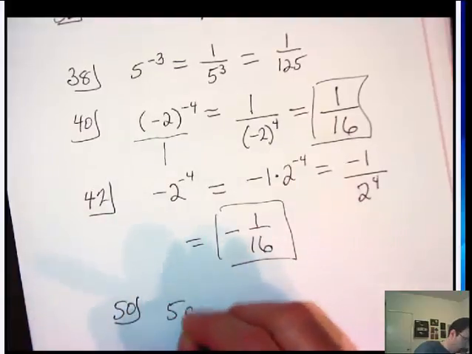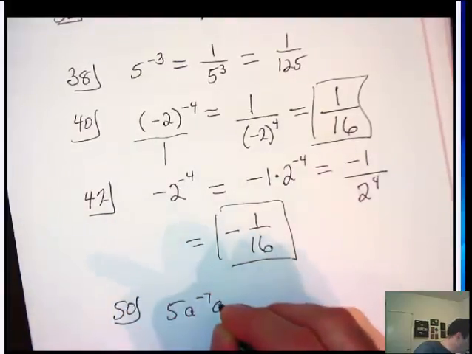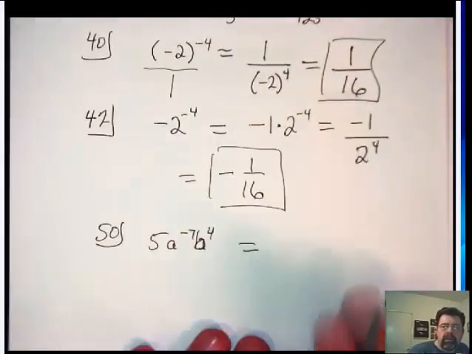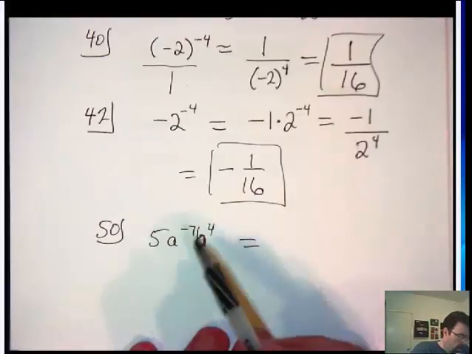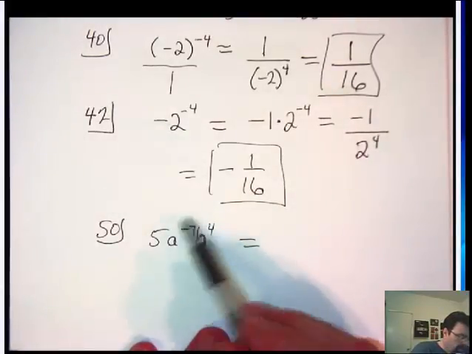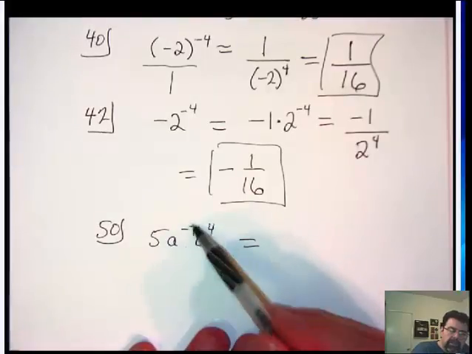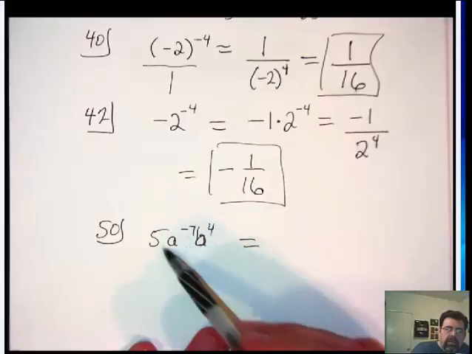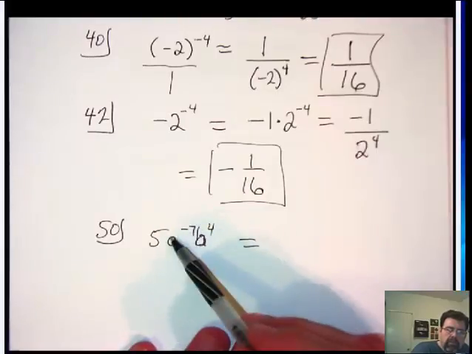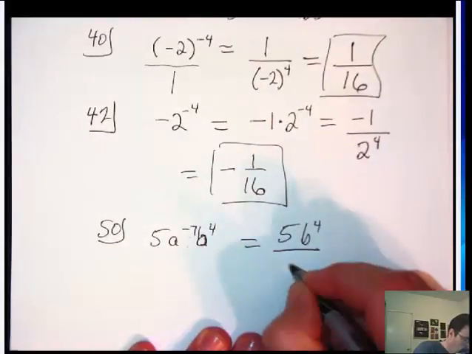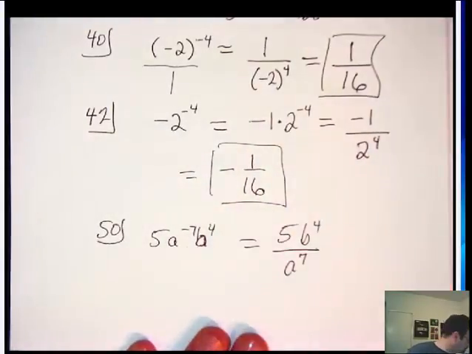So here's number 50, 5a to the negative 7, b to the 4th. And so the only thing I have to do here is I want to get rid of this negative exponent. So again, that alternate way of thinking is, if you could take any factor and move it across the fraction bar, and it changes the sign of the exponent. So I can take this, just the a to the negative 7, move it to the bottom, and it becomes positive 7. And that's it. You're done.